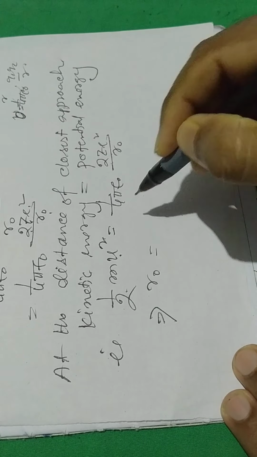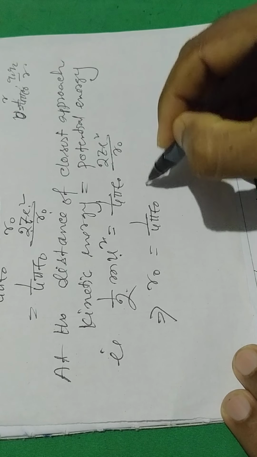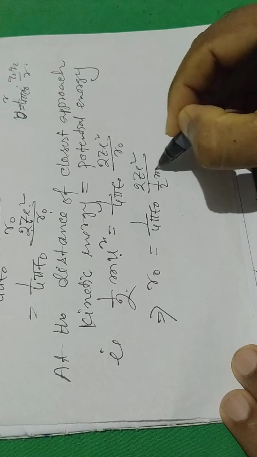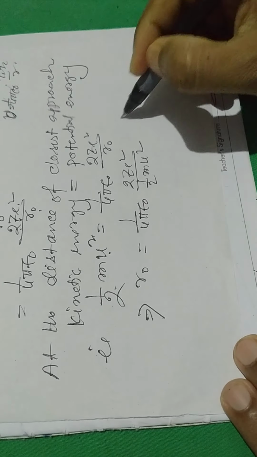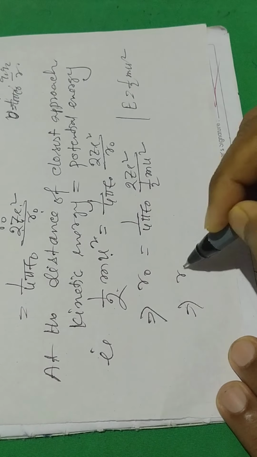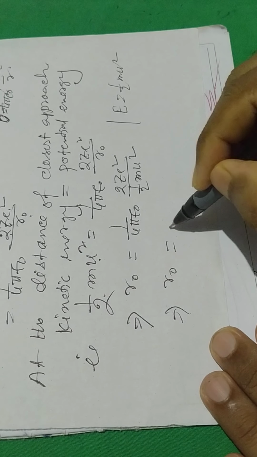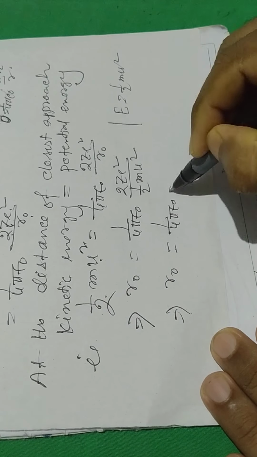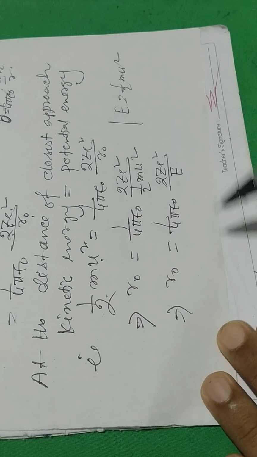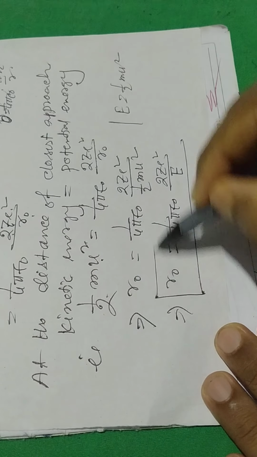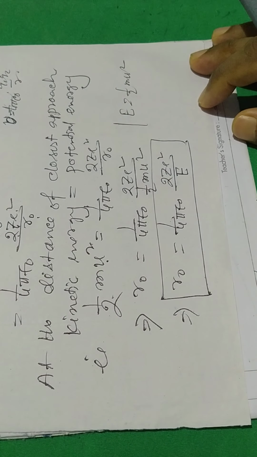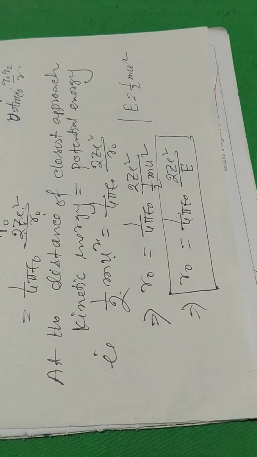Therefore r₀ equals 1 by 4πε₀ times 2Ze² by ½mu². If you write E equal to ½mu², the kinetic energy, then the equation becomes r₀ equals 1 by 4πε₀ times 2Ze² by E. So this is the expression of the distance of closest approach. Thank you.